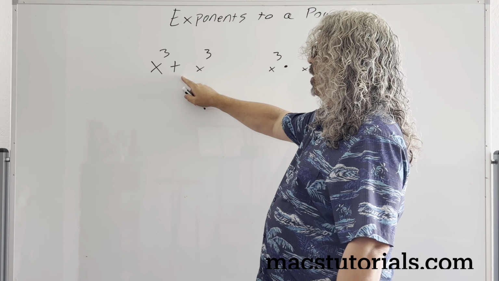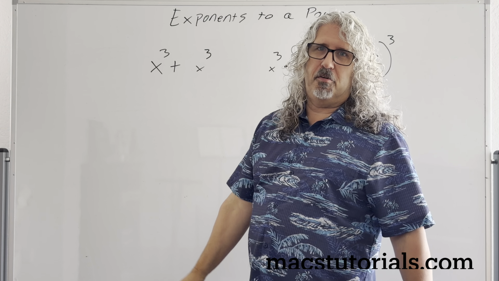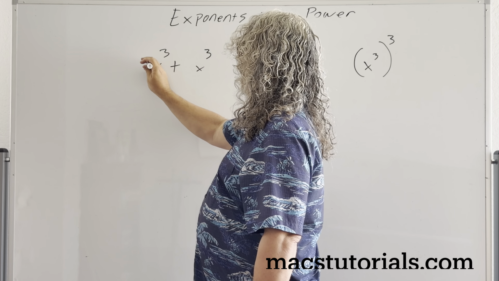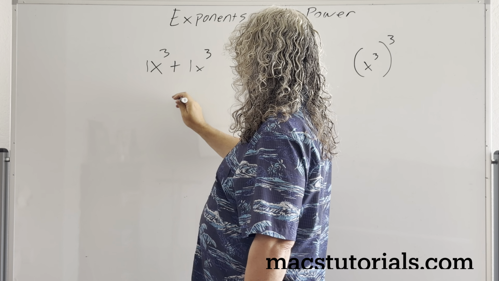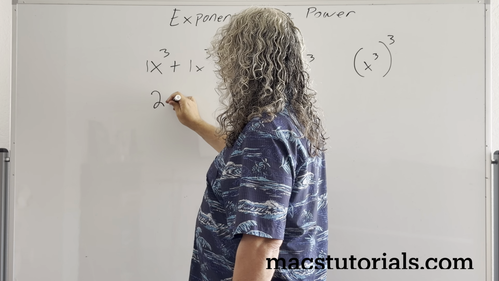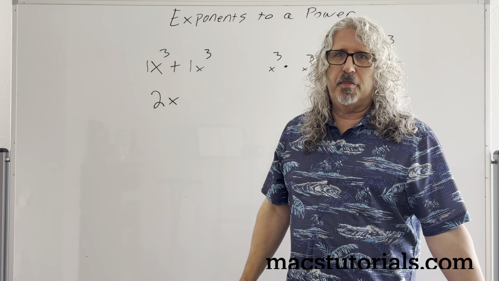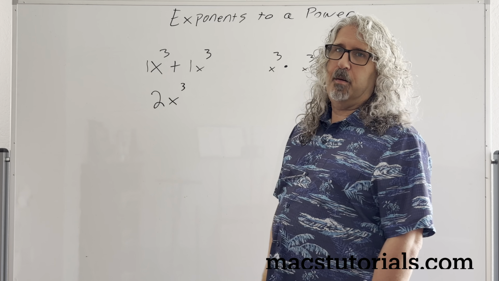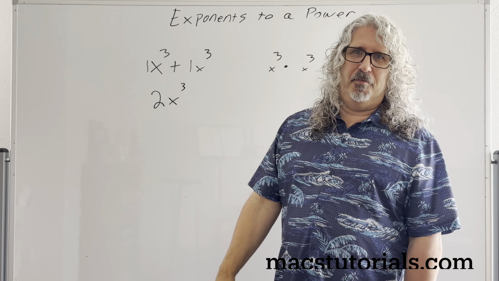Right here I have a plus sign in between my x to the third plus x to the third. They are like terms. We're just combining like terms. I have a 1x cubed plus 1x cubed. I get a 2x cubed. What do I do with the power? I copy. When we add, we copy. Cool? We've done that before.